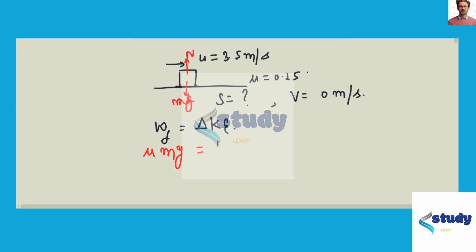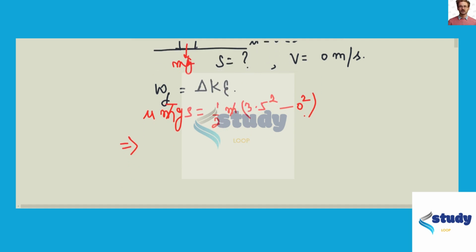So mu mg will be equal to half of m into 3.5 square minus 0 square. And this gives us the value of displacement, because the work done will be the friction force times displacement. That's why we multiplied the friction force with displacement.